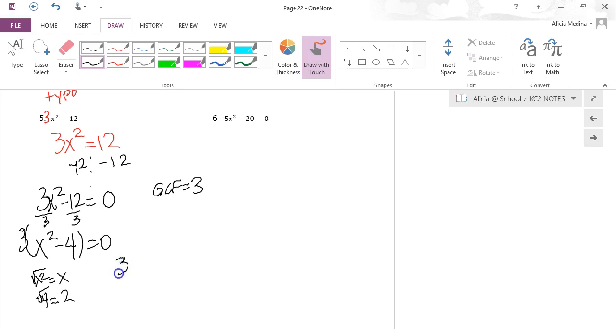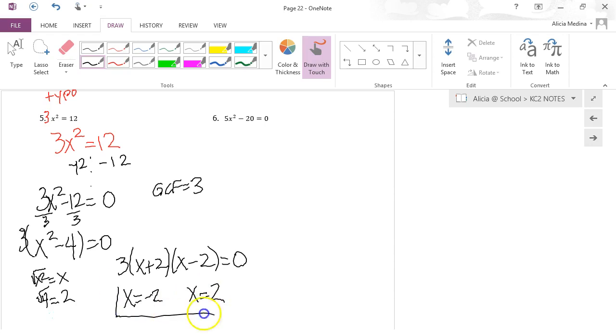So all I have to do then is write 3 times x plus 2 and x minus 2. When I find my x-intercepts, setting each of these, oh, I forgot, whole problem's equal to 0. Taking the opposites, so x is equal to a negative 2, and x is equal to a positive 2. All right, those are my answers right there, x-intercepts, and I can go ahead and move on.